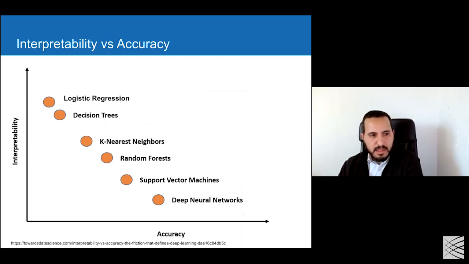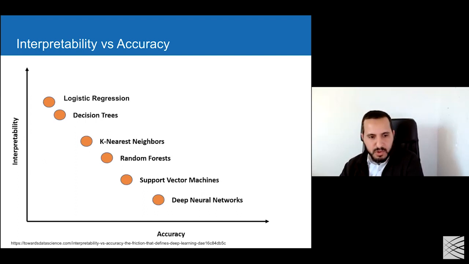So if you use something simple like logistic regression, you have a very simple model that you can train very fast and you can get some results. It is very interpretable. However, the accuracy is usually less than the other models. If you go to deep neural networks, probably you can get good predictive performance. However, the interpretability of such models is very, very painful.